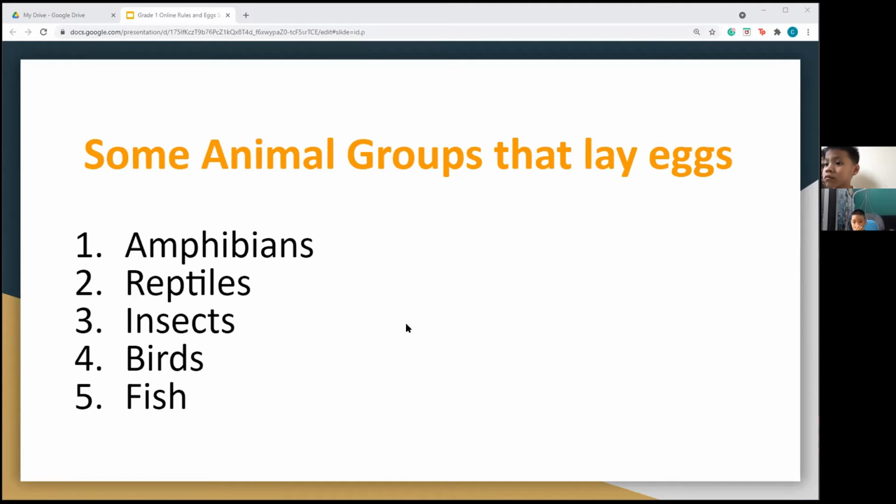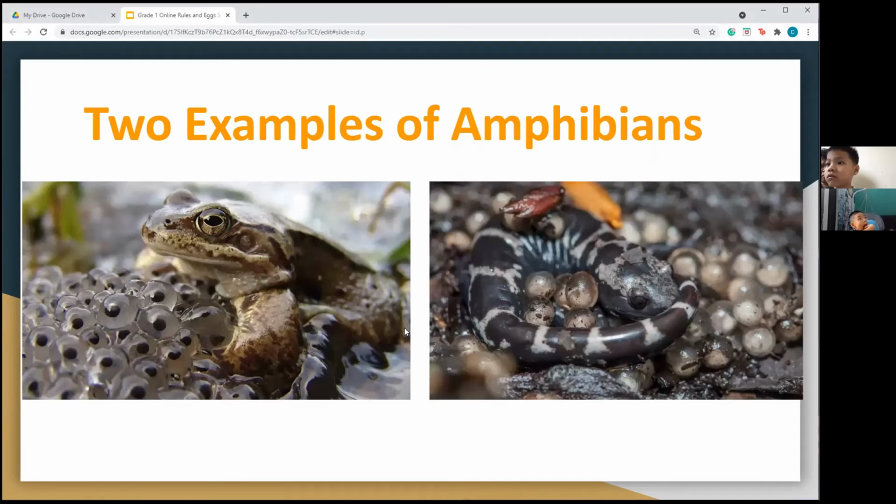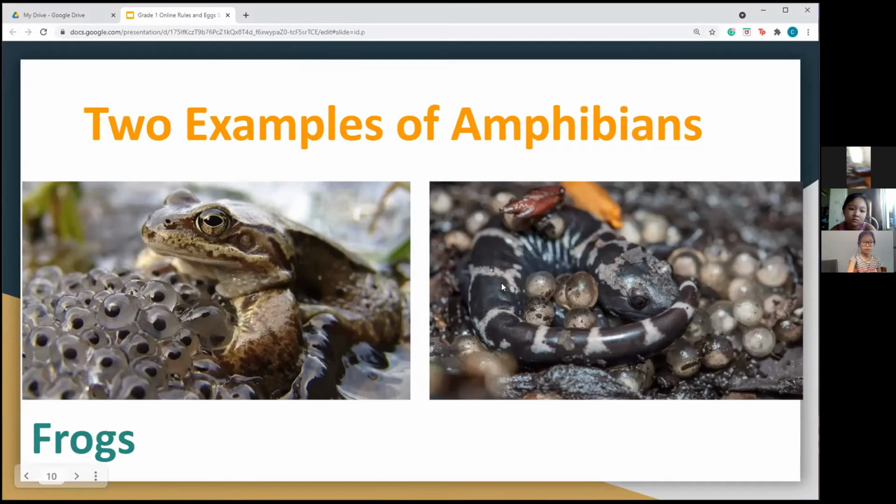We're going to go over what amphibians, reptiles, and insects are. Here are some examples. This is an example of an amphibian. What is this first picture of? Does anyone know what this amphibian is? Kem, what's the first picture? I see a frog. It is a frog. You got it correct. Frogs are amphibians. Very good job. Now the second animal is a little bit harder.